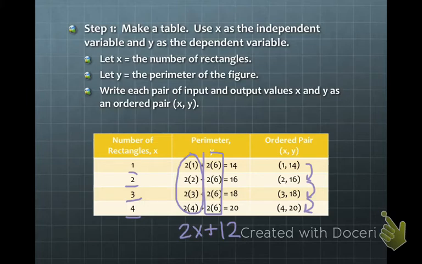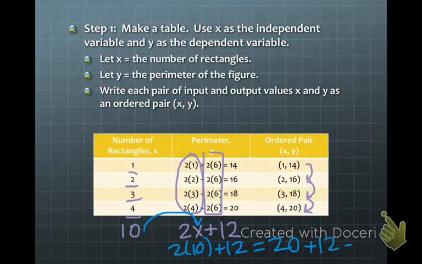So if we said there are, I don't know, 10 rectangles, we could find the perimeter of that without having to draw them all out and count them by plugging in 10 right there. So we just do 2 times 10 plus 12. 2 times 10 is 20, and 20 plus 12 is 32. And isn't that cool? Math is so fancy.